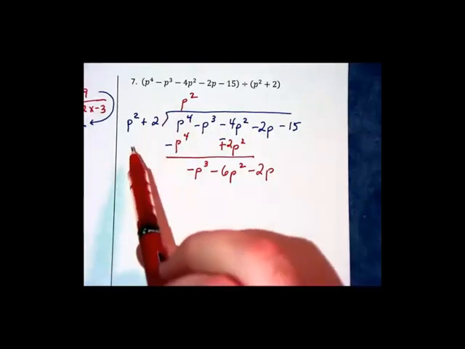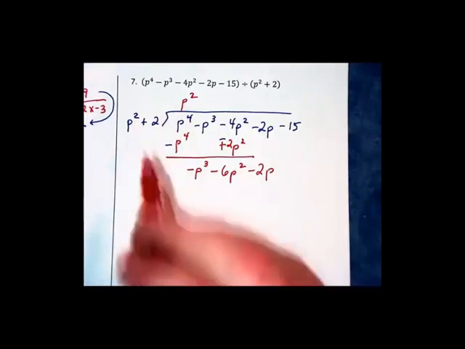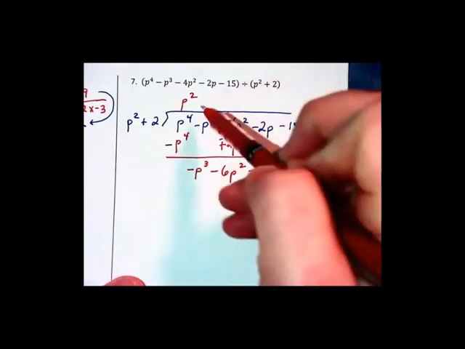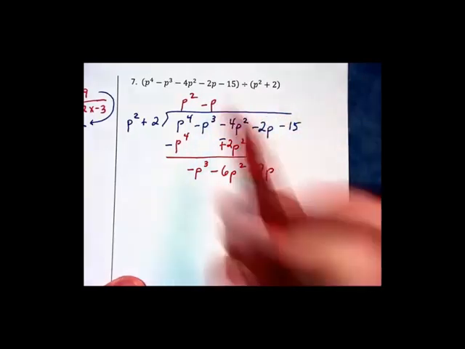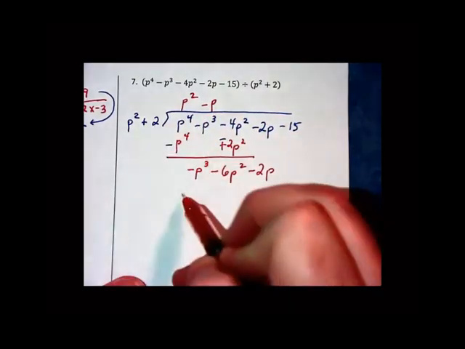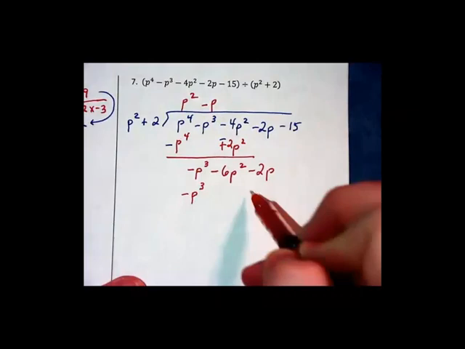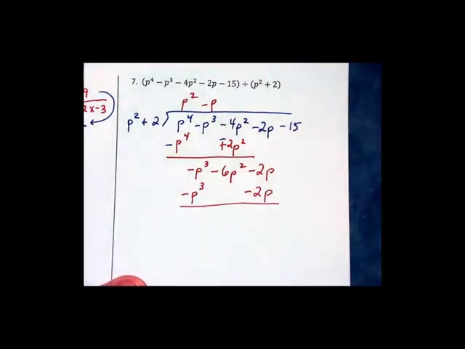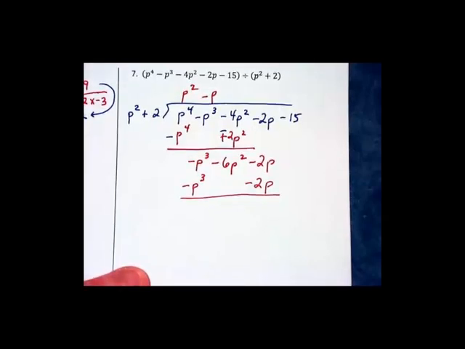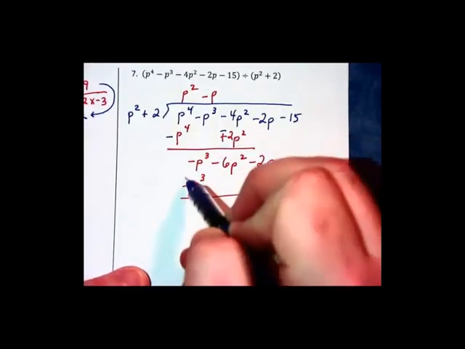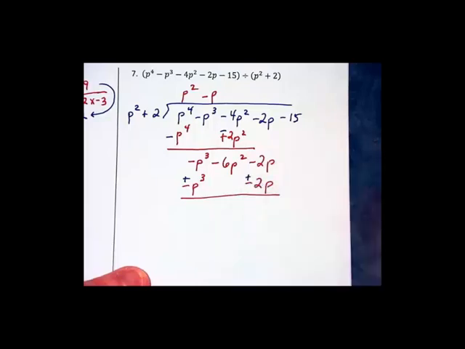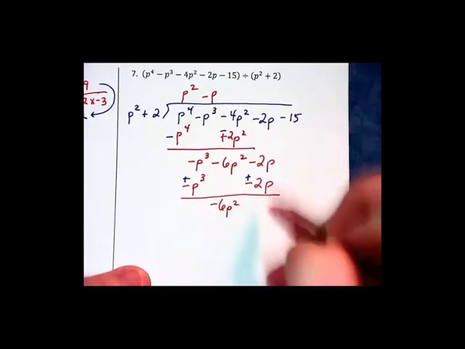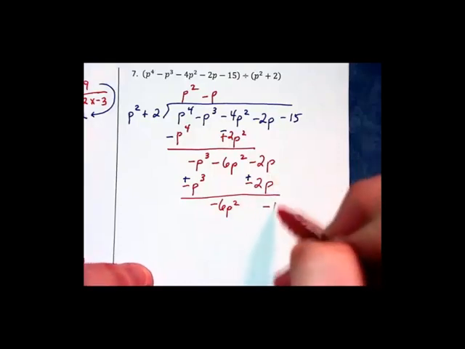We then go back to our questioning process. P squared times what makes that minus p to the third? The answer is up top, minus p. Negative p times both at the side gives us minus p to the third minus 2p. Notice where I lined that up under the other minus 2p. Adding down, or adding the opposite, that becomes a plus, that becomes a plus. We have negative 6p squared. The 2p's cancel altogether, so I'm going to bring down the minus 15.